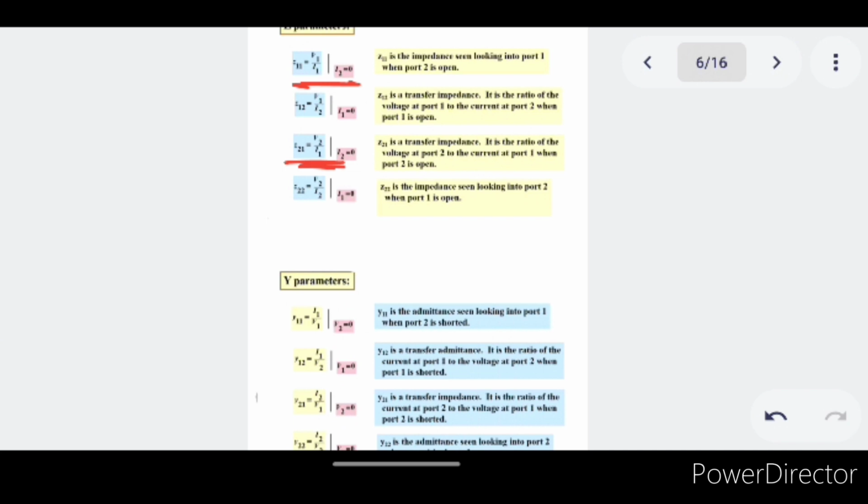Now when I1 is equal to 0, we will get the parameters of Z12 and Z22, where Z12 is nothing but V1 by I2 and Z22 is equal to V2 by I2, where Z12 is considered as a reverse transfer impedance and Z22 is considered as an output impedance.